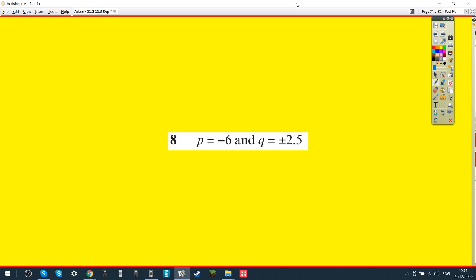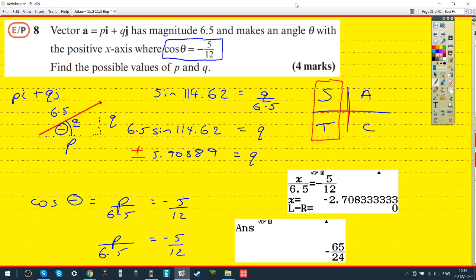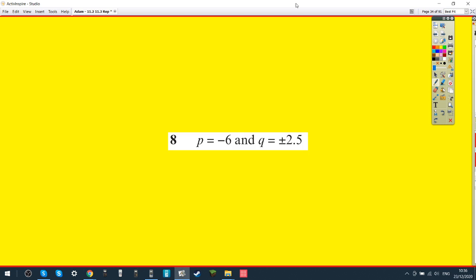Let's see how crazy we were. Minus 6 and plus or minus 2.5. What are they referring to? So P is minus 6. But I don't know what they're referring to. Let me just take one last look at this thing.